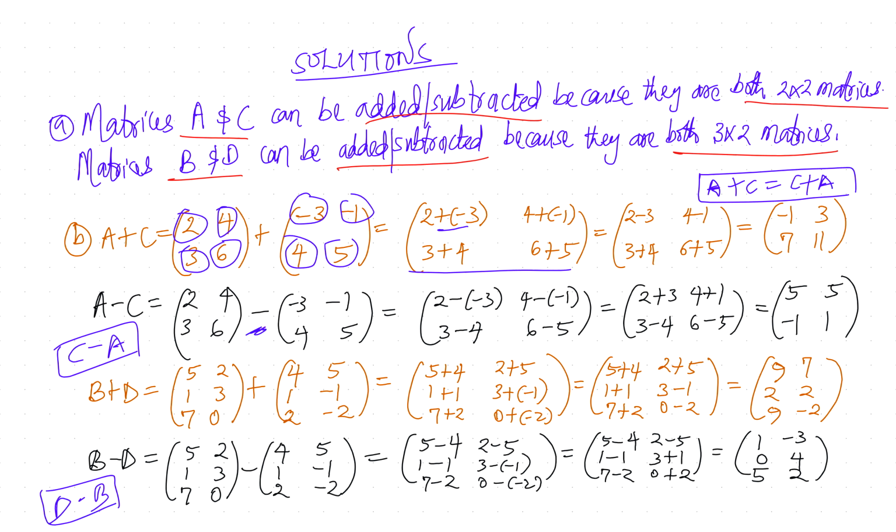So we have 2 minus minus 3 here, 4 minus minus 1 here, 3 minus 4 here, then 6 minus 5, that comes here. And then minus times minus is plus. So you have 2 plus 3, 4 plus 1, 3 minus 4, 6 minus 5. So 2 plus 3 is 5, 4 plus 1 is 5, 3 minus 4 is minus 1, 6 minus 5 is 1, like that.